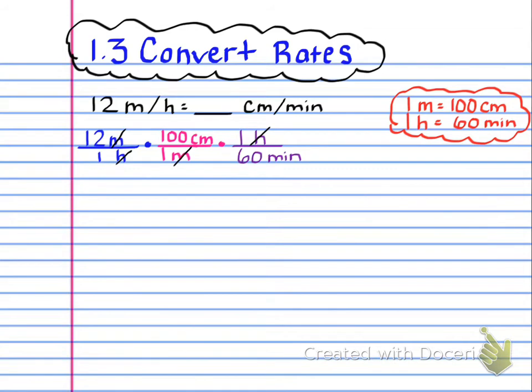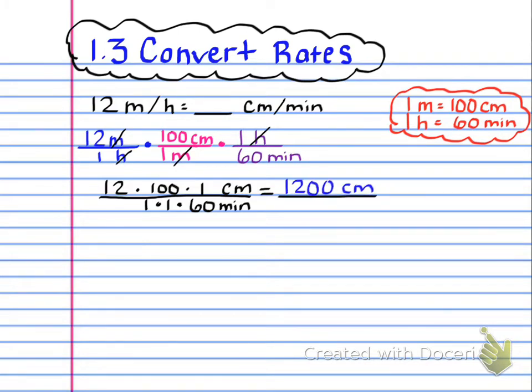And now as you recall, the next step is going to be to rewrite the problem with just the numbers and the only remaining units. So you have 12 times 100 times 1 centimeter over 1 times 1 times 60 minutes. So now we're going to go ahead and just do that multiplication. So we get 1200 centimeters over 60 minutes. And this is fantastic, but unfortunately we need to know how many centimeters per 1 minute. So don't forget that very last step is going to be to divide the top and the bottom by 60 so that you can get 20 centimeters per 1 minute.